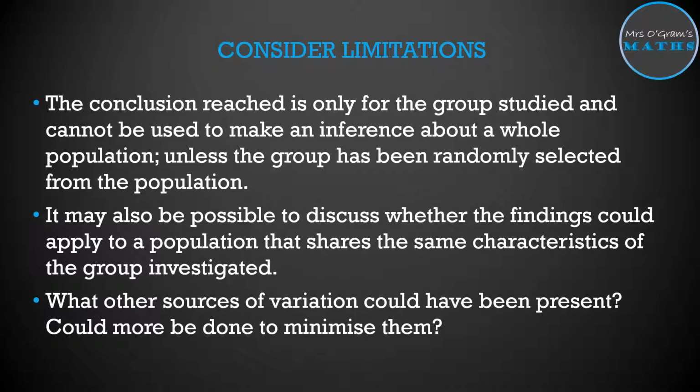Now, once you've made that call, you need to consider the limitations of your experiment. So the conclusion reached is only applicable to the group that was studied. It can't be used to make an inference about the whole population unless that group was also randomly selected to be representative of the population. So there'd be some things to consider there to say whether you could apply this to wider than the group that you did it on. But what you could discuss is if that group is representative of the population, what that would mean and what other judgment calls you could make if the group had the same kind of characteristics of the population and that kind of thing.